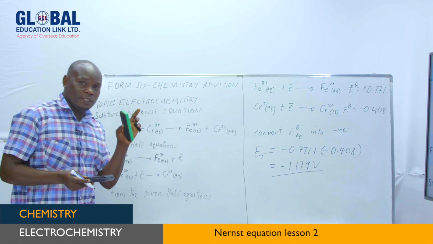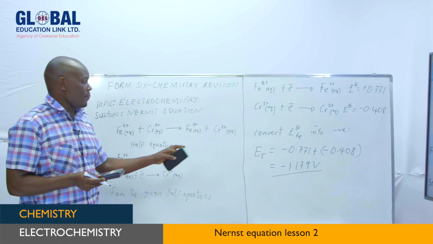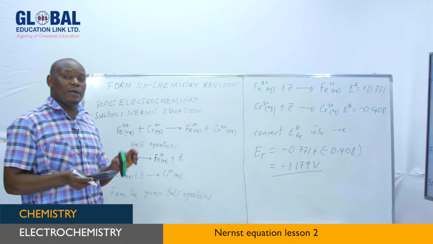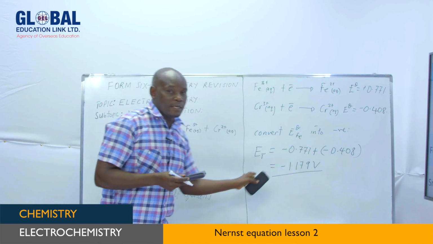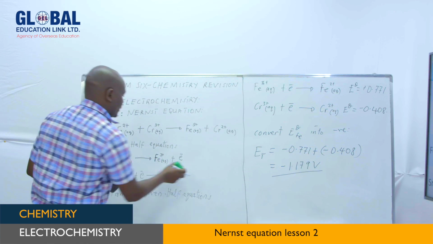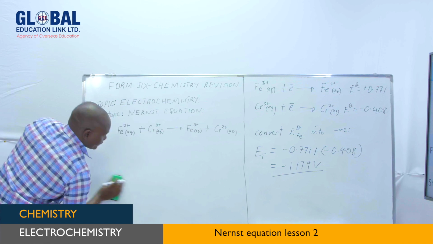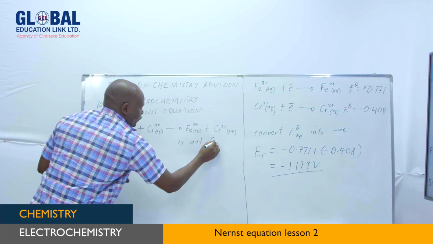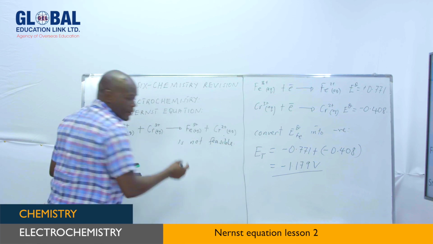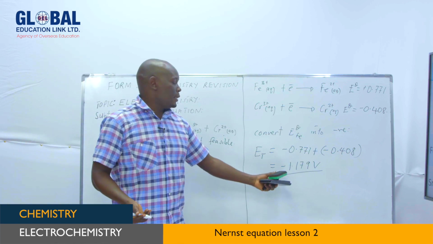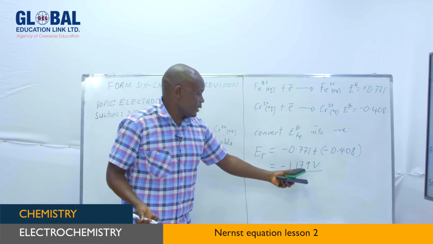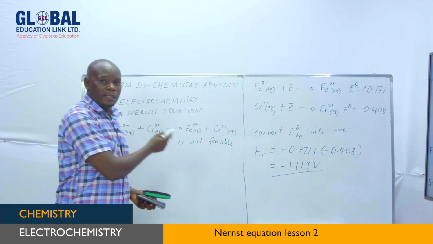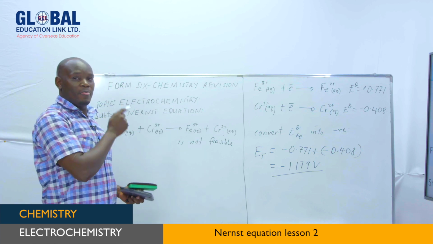Now we said that if the E total is negative, then our equation will not be feasible. If it's positive, then our equation will be feasible. So here now you can judge from that E total that the reaction given here, this equation, is not feasible. Why not feasible? Because the E total obtained is negative 1.179 voltage. So that is how you can predict if the reaction will be feasible or will not be feasible.